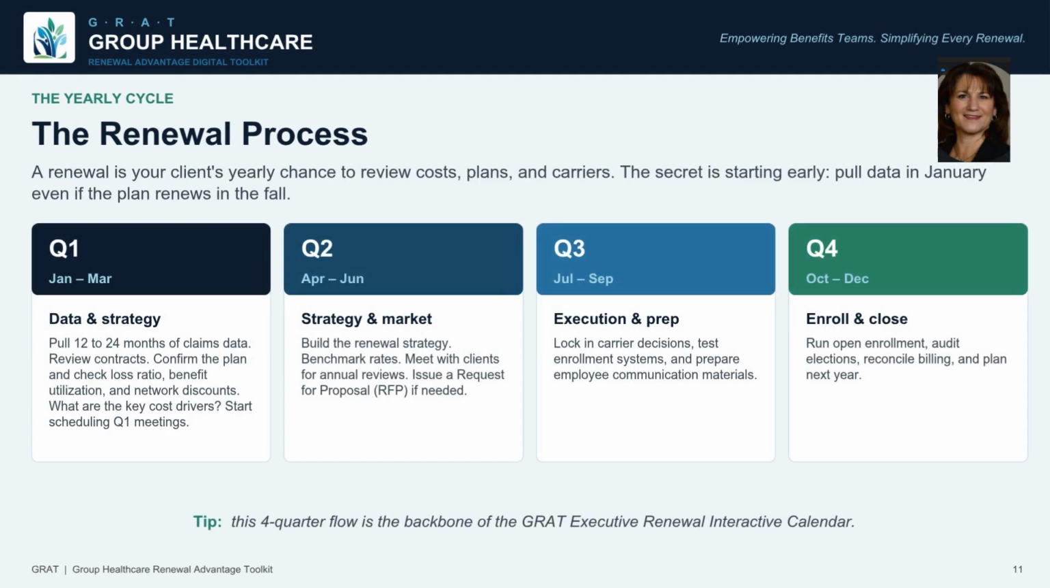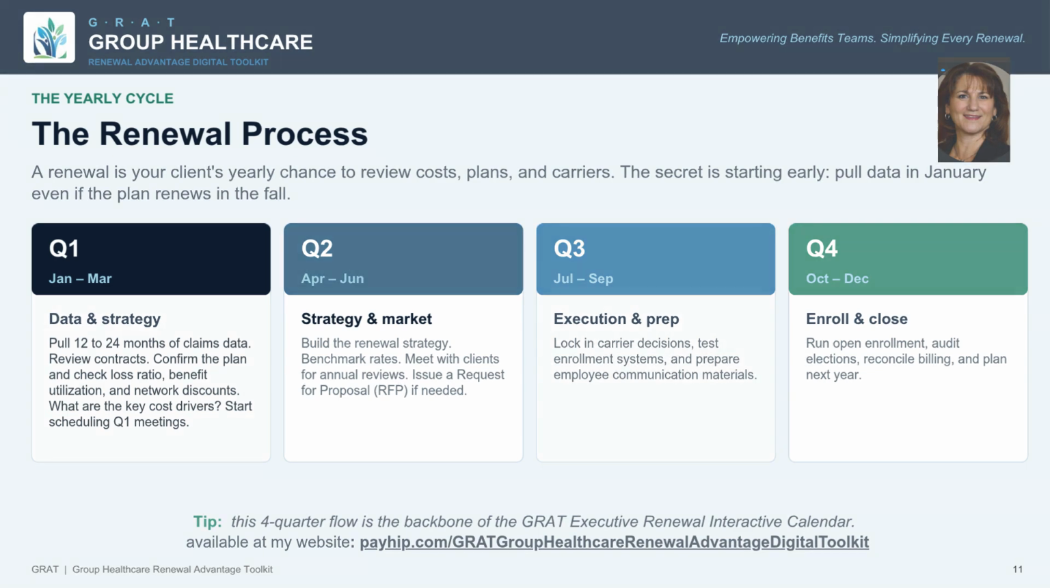Moving on to the renewal process, which follows a quarterly cycle. Use Q1 for data and strategy, Q2 for meeting with your carriers and market analysis, Q3 for execution and preparation, and Q4 for enrollment and closing. Starting your data collection early is the key to a successful renewal. I created the GRAT Group Healthcare Renewal Advantage Toolkit to include the annual executive renewal planner to assist in organizing this process for you. Please feel free to visit my website for more information.